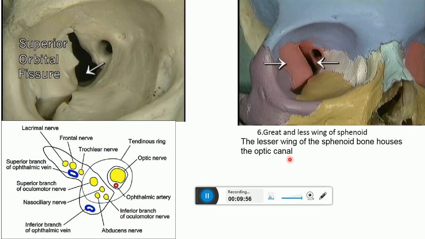The lesser wing of the sphenoid bone houses the optic canal. Another important point is the inflammation of the superior orbital fissure and apex. It is known as Tolosa-Hunt syndrome. It results in a multitude of signs, including ophthalmoplegia and venous outflow obstruction.